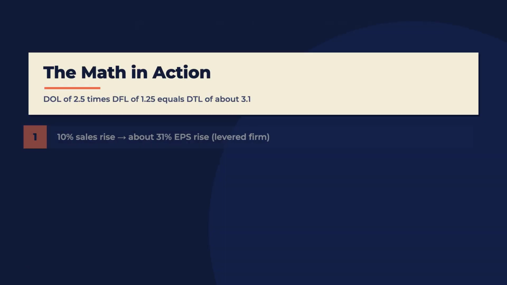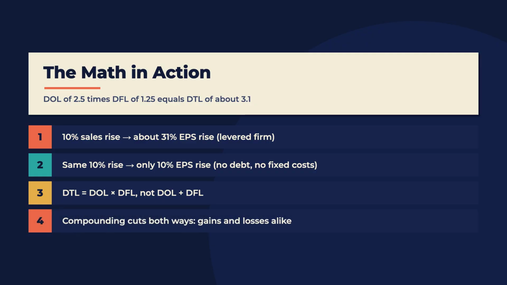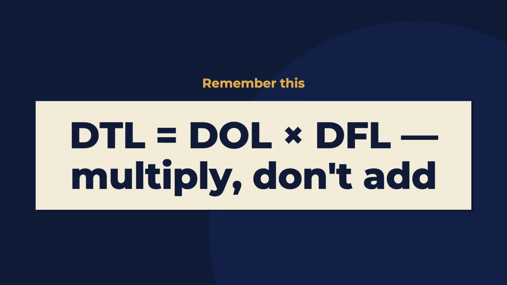A firm with a degree of operating leverage of 2.5 and a degree of financial leverage of 1.25 carries a total leverage of about 3.1. A 10% sales rise lifts per-share earnings by roughly 31% versus just 10% for an unlevered firm. And the same compounding amplifies losses just as faithfully as gains. When a scenario gives you both leverage figures, or total leverage and a sales change, multiply. Operating and financial leverage compound, not combine. And that compounding is neither good nor bad, just powerful.